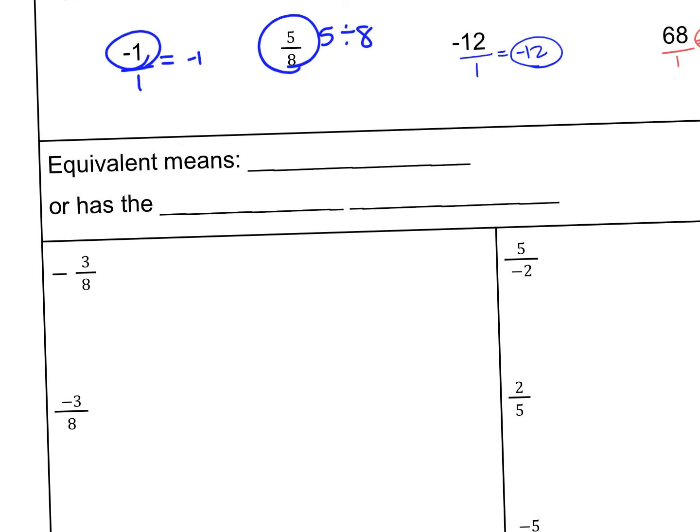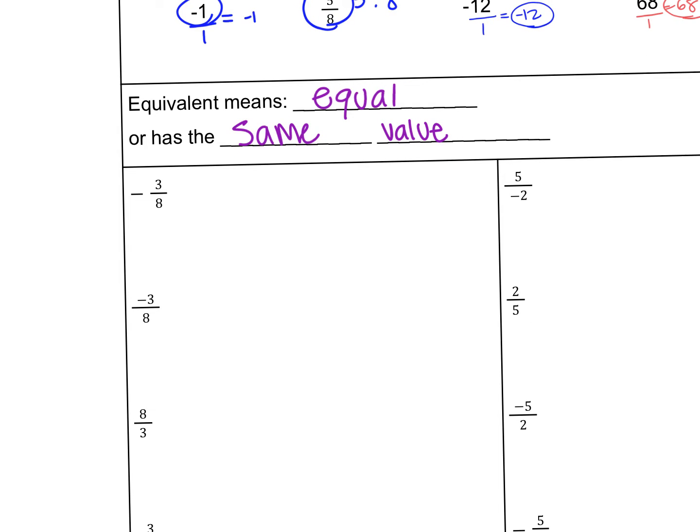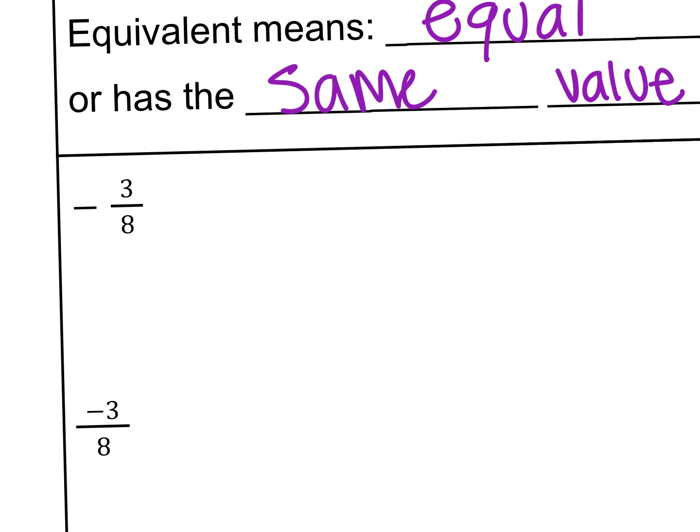So some properties of rational numbers is that there's different ways for them to be equivalent. So equivalent means equal or has the same value. So to see if fractions are equivalent, we're going to change them to decimals. So 3/8 is 3 divided by 8. 3 goes inside the division, 8 goes on the outside.